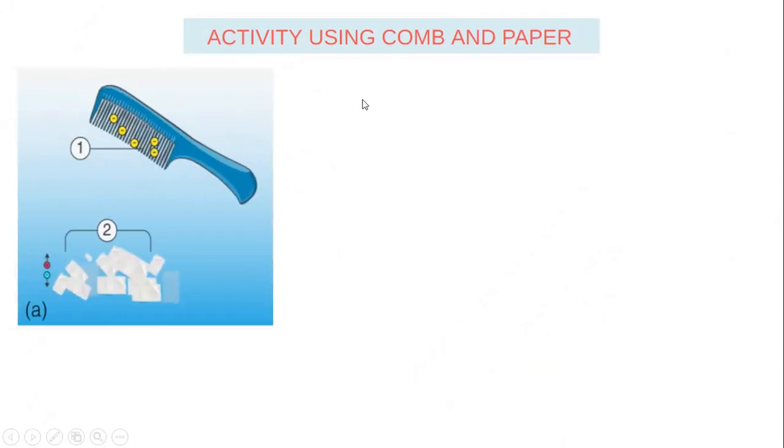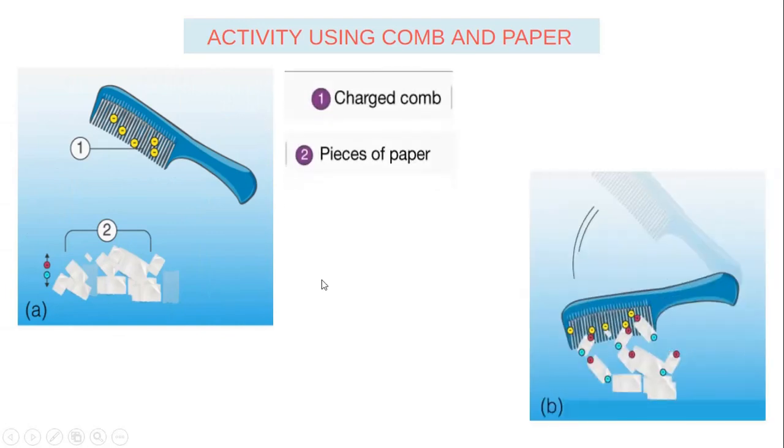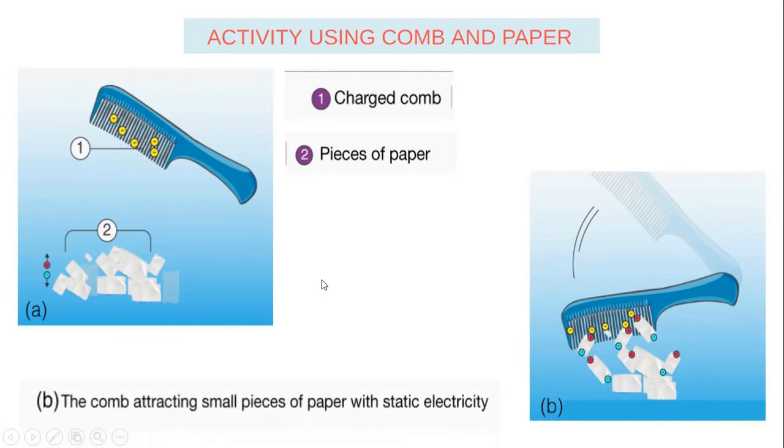So we have one activity using a comb and paper to show how electrostatics was observed. We can have a charged comb and pieces of paper. Now when this charged comb is brought near the pieces of paper, it is observed that the pieces of paper get attracted towards the comb. It is just because of static electricity.